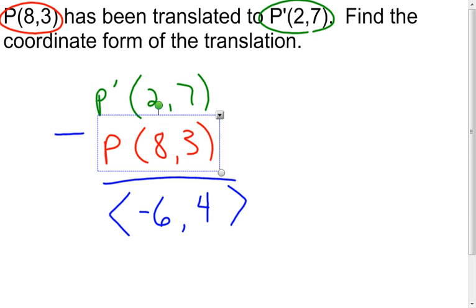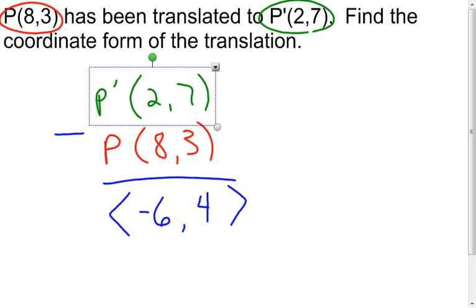And again, if you forget that, that's where I just like to do that visualization where if I start at 8 and I go to 2, what did I do? Well, I moved 6 to the left. So how do I get it there? I'm going to have to subtract image minus pre-image. And that's going to conclude my lesson on the translations.